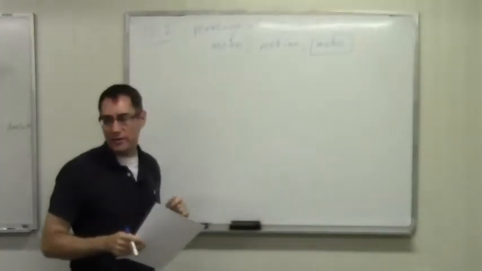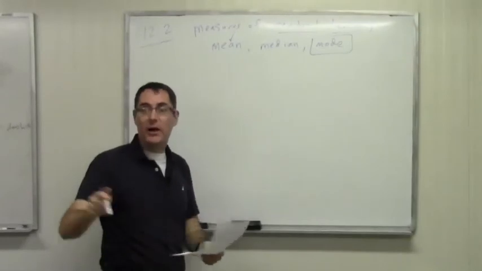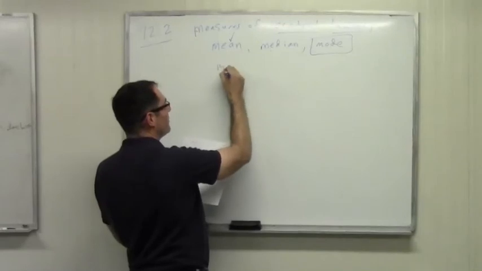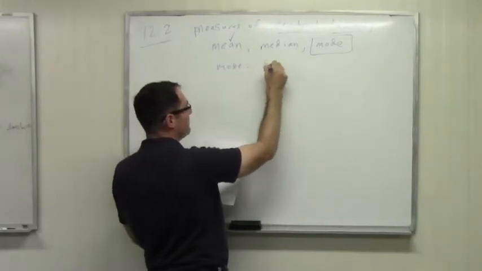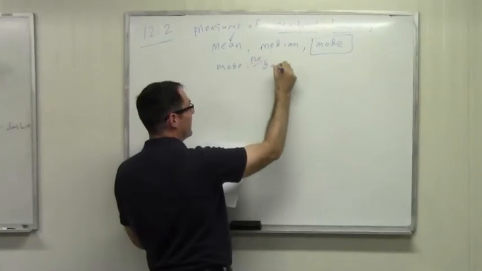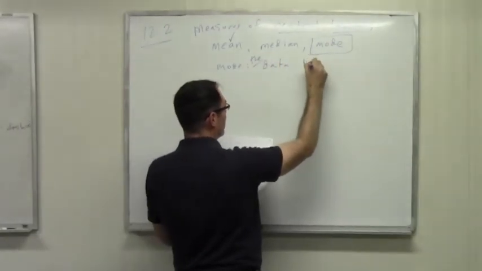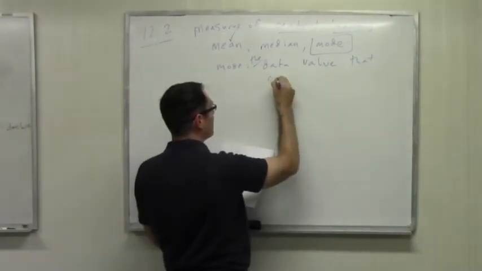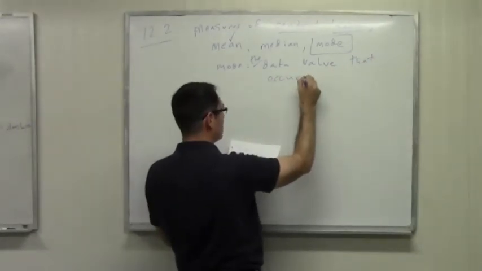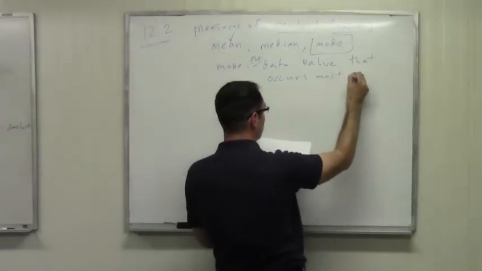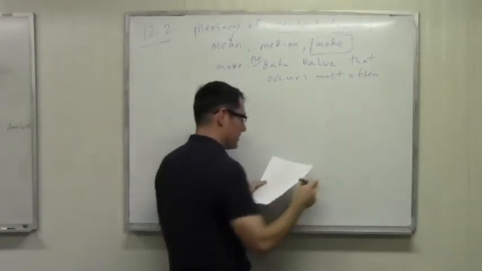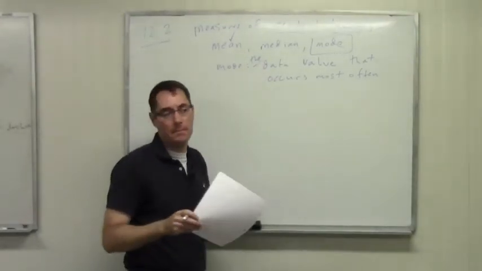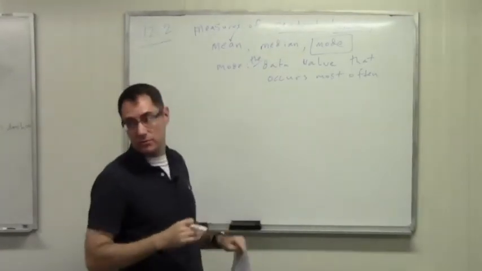Does anyone remember what the mode is? The number that's repeated the most. Yeah, that's a good way of putting it. The mode is the data value that occurs most often. Okay, it occurs most often. And there can be more than one mode. There can also be no modes if you want.